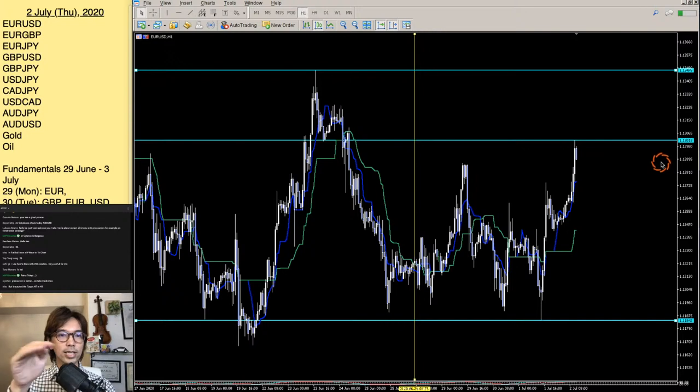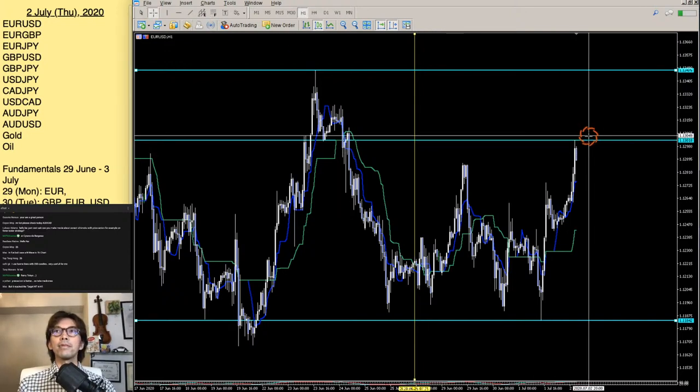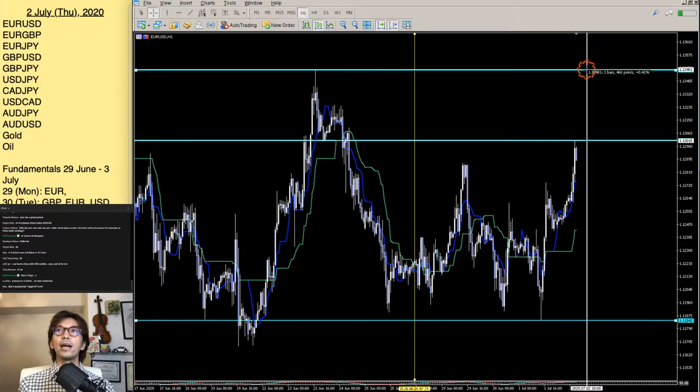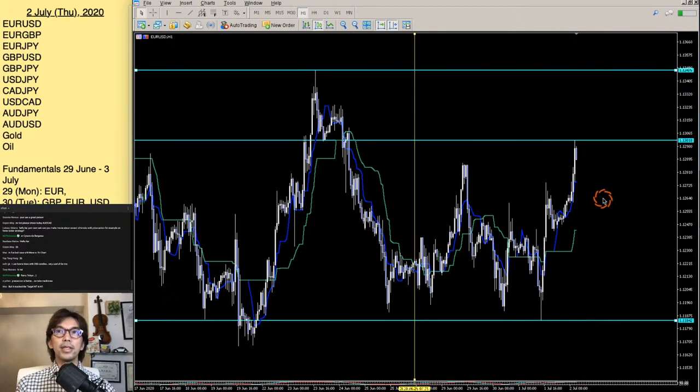So the recent high, we still have 46 pips to the upside to the recent high on this swing high here. But now, if you take this Tenkan-sen and Kijun-sen, then you know that this is an uptrend, but the price is going away from the Tenkan-sen now.